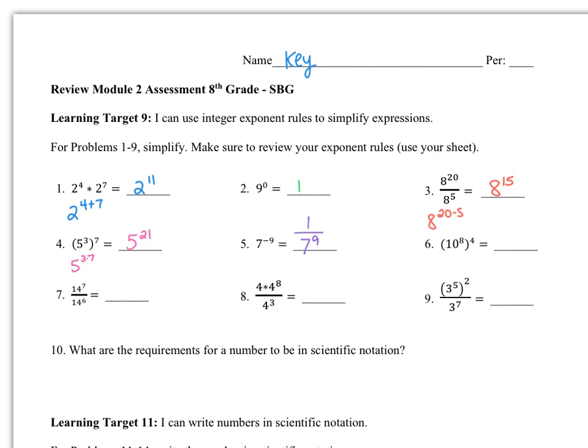Number 6 is just like number 4. So we're taking a power to a power, we multiply the exponents. So it's really 10 to the 8 times 4, or 10 to the 32nd power.